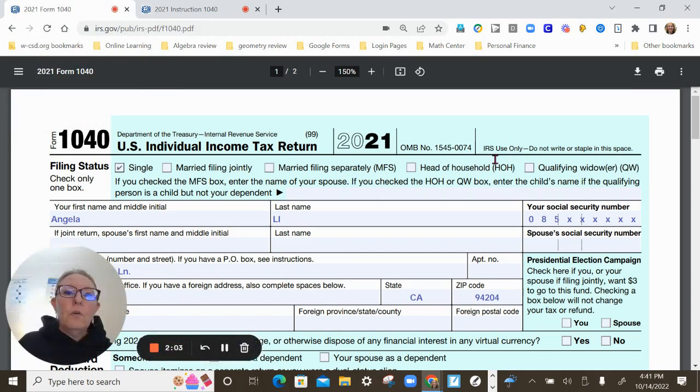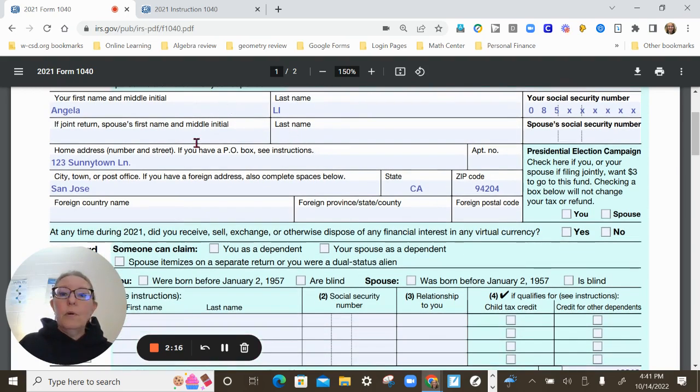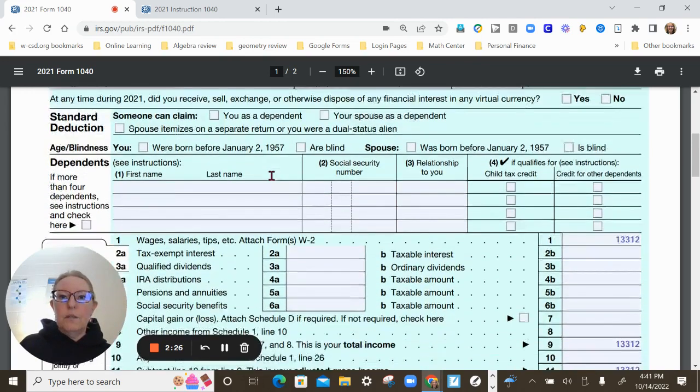Okay, so what I've done is I've gone through and I've filled out an income tax return for Angela. So the first part is pretty straightforward. What is her filing status? She is single. We need her personal information. So we need her name, her social security number, her address. All of that was on the W-2, but you should all know that for yourself when you file.